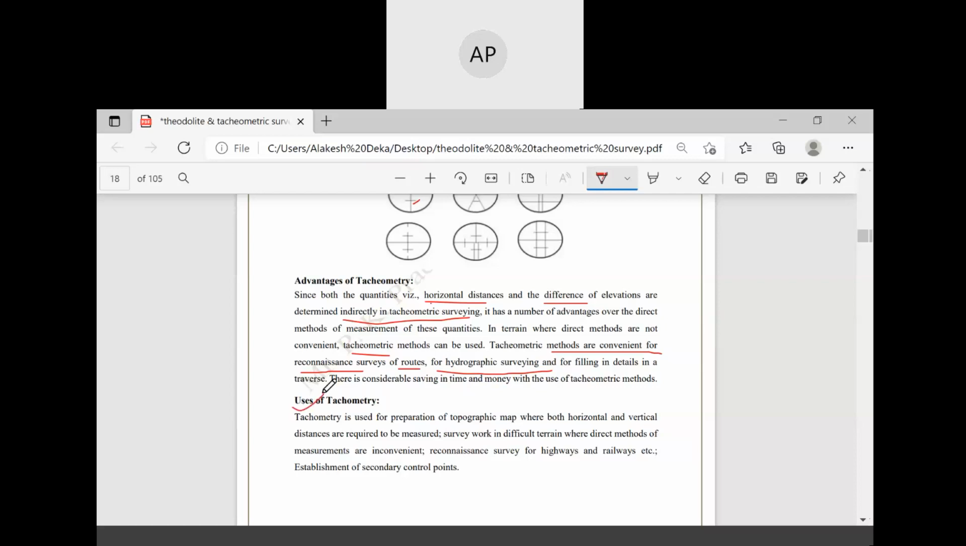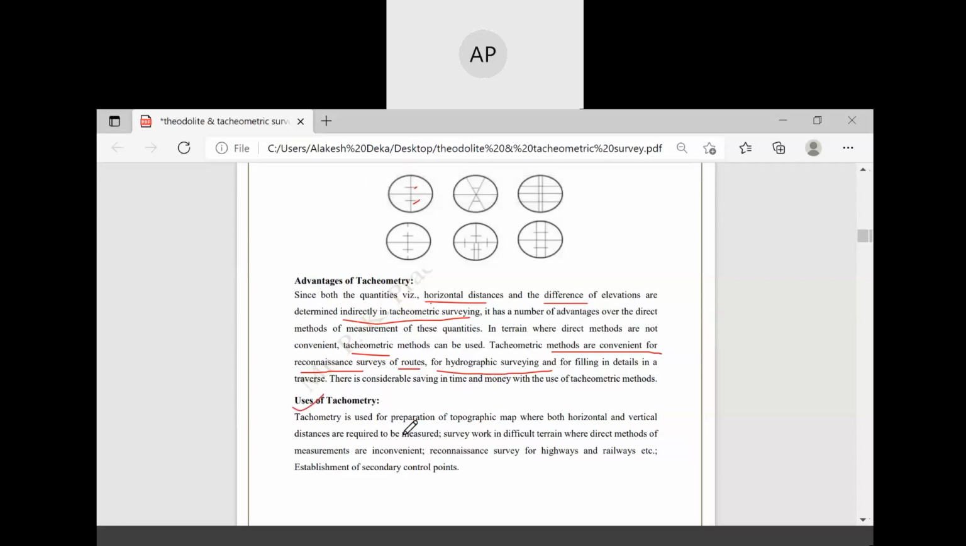How it can be used. Tachometry is used for the preparation of topographic maps where both horizontal and vertical distances are required to be measured. It is used for survey work in difficult terrain where direct methods are not applicable, for reconnaissance survey for highways and railways, etc., and for establishment of secondary control points.